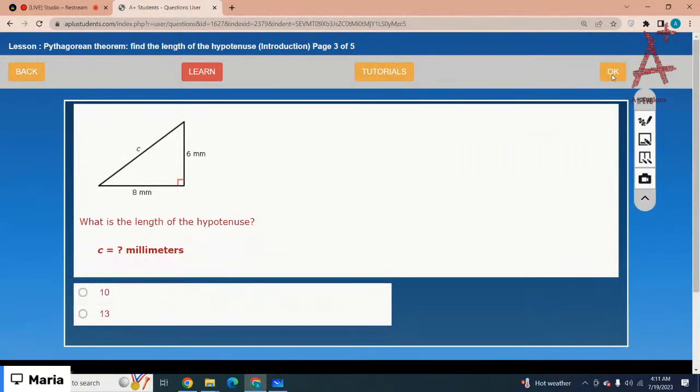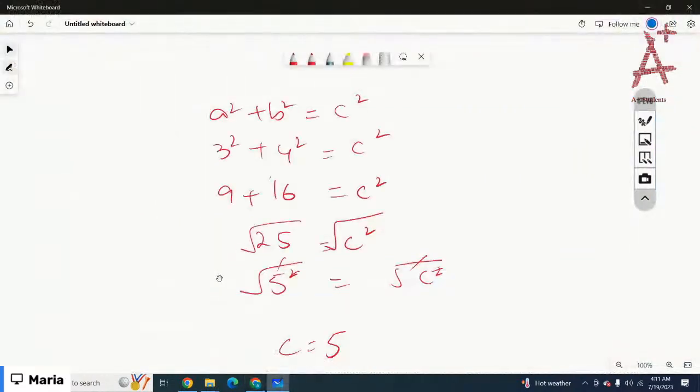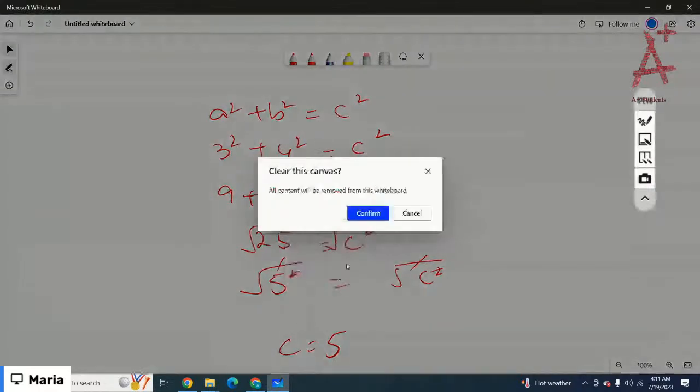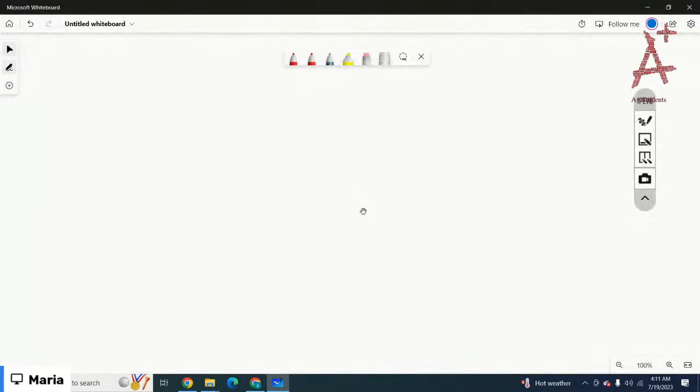Okay, then the next one is you are given the legs of the triangle. They are 6 and 8. You have to find the hypotenuse. A square plus B square equals C square. 6 square plus 8 square equals C square.